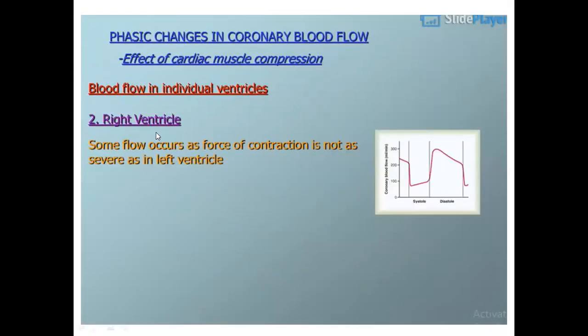Now, on the right ventricle, some blood flow occurs as the force of contraction is not as severe as in the left ventricle. I just told you that the right ventricle is not as strong a pump as the left ventricle. So even when there is contraction in the right ventricle, there will still be a small amount of blood flow to the coronary vessels. But on the left side, because of the force of contraction, there is a decrease in blood flow in the coronary vessels. But on the right side, the pump is not that forceful, and so you could still have a small amount of blood flow occurring in the coronary vessels.